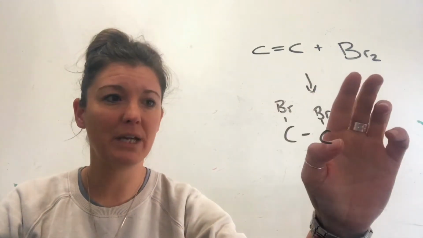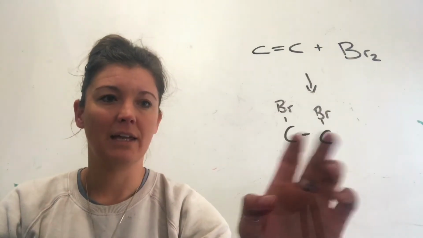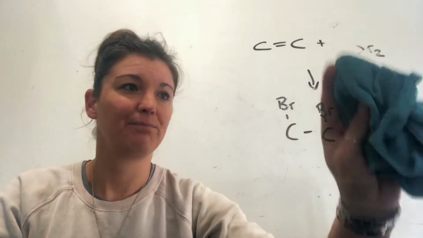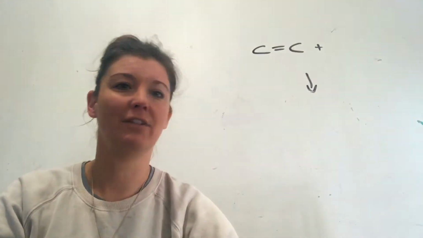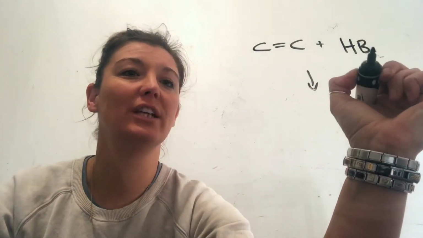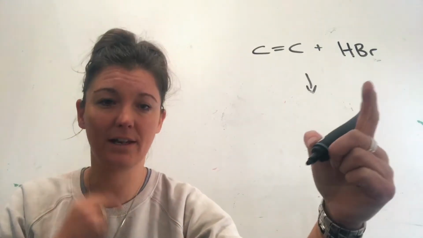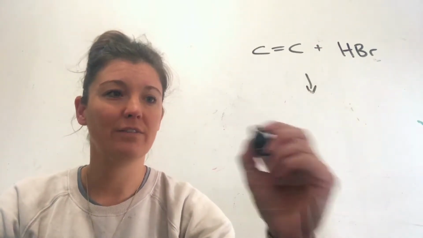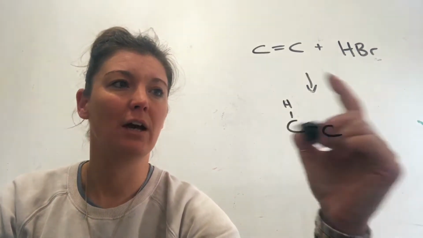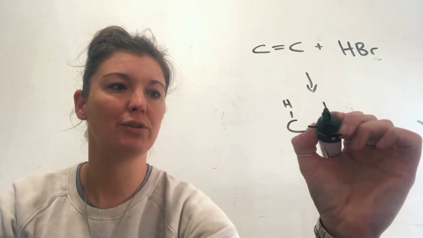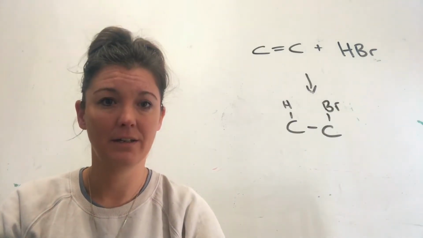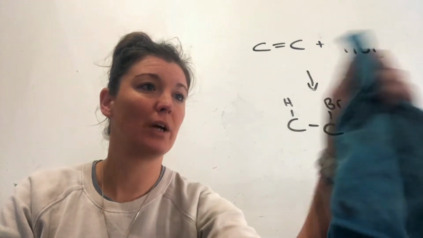Okay, so if we have a Br2, it looks like this, and it grabs onto whatever we give them. So if we have an alkene and we add an HBr or HCl or something with an H and a halogen, one of the carbons will grab onto the H and one of the carbons will grab onto the Br, forming a haloalkane again. Let's have a look at what else we could do.